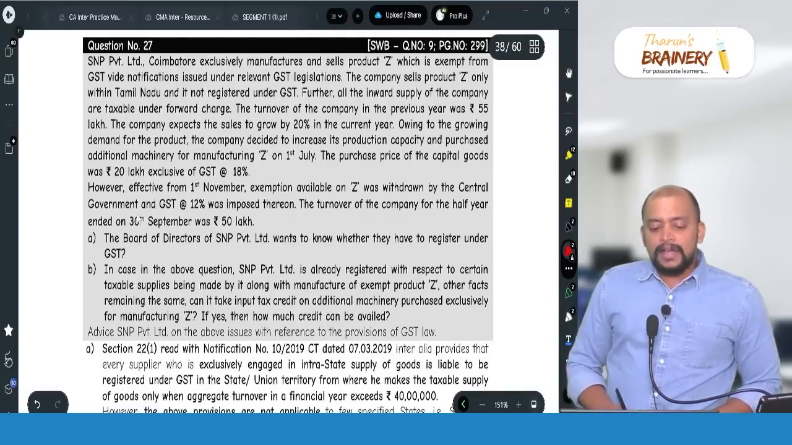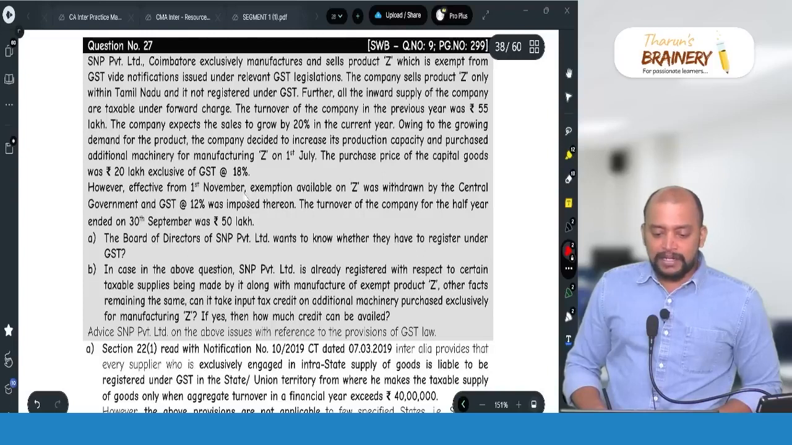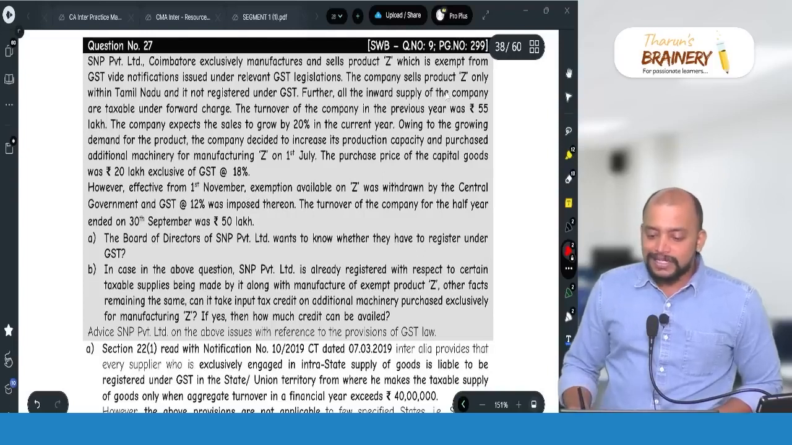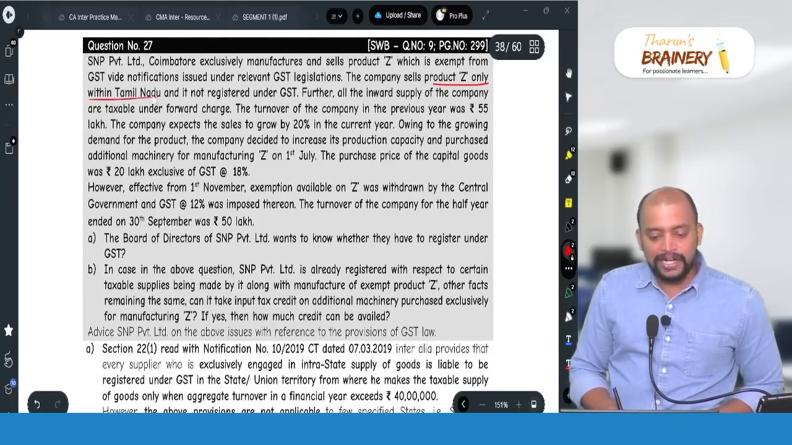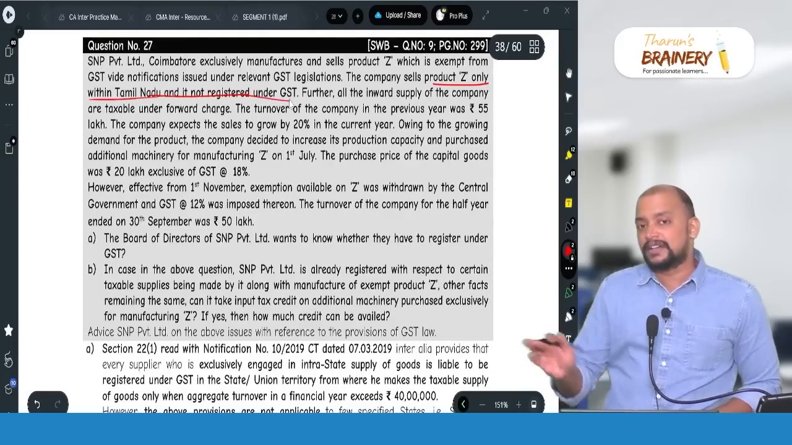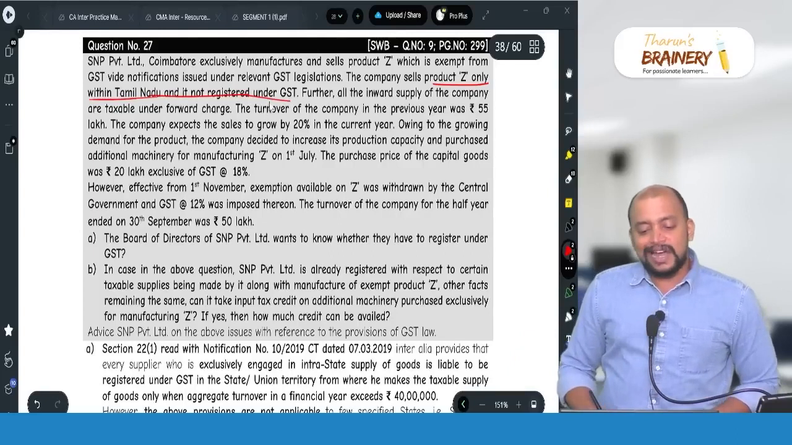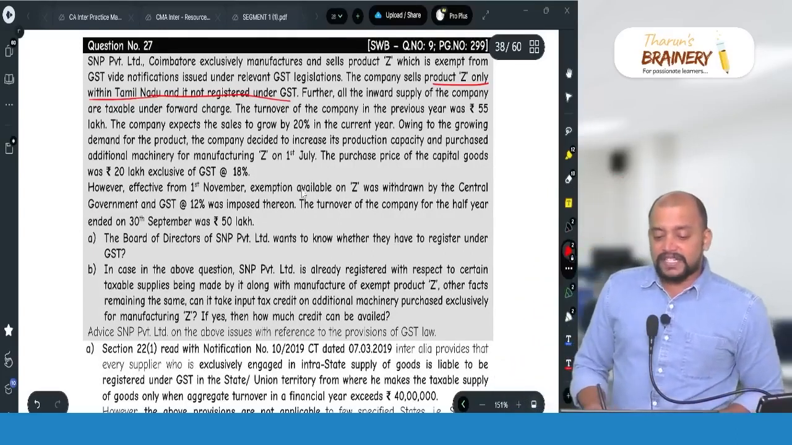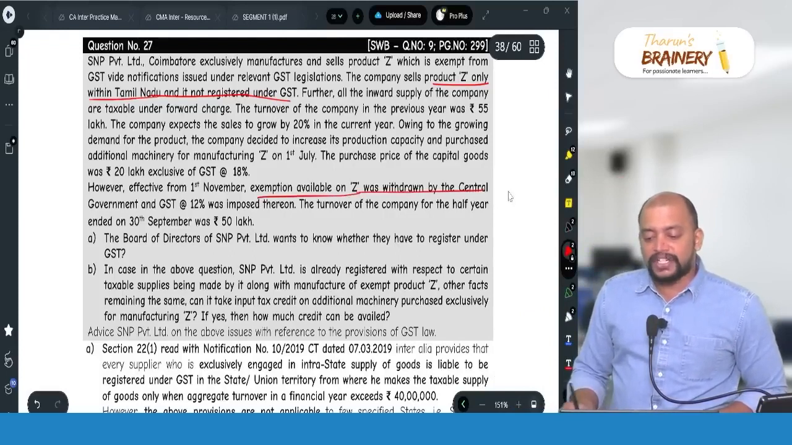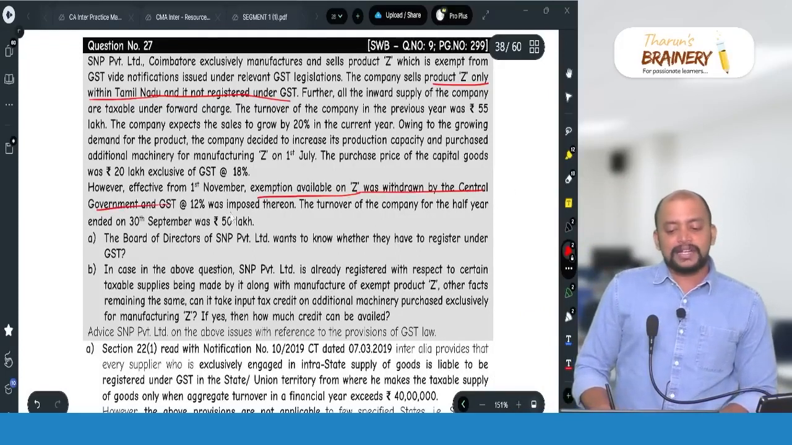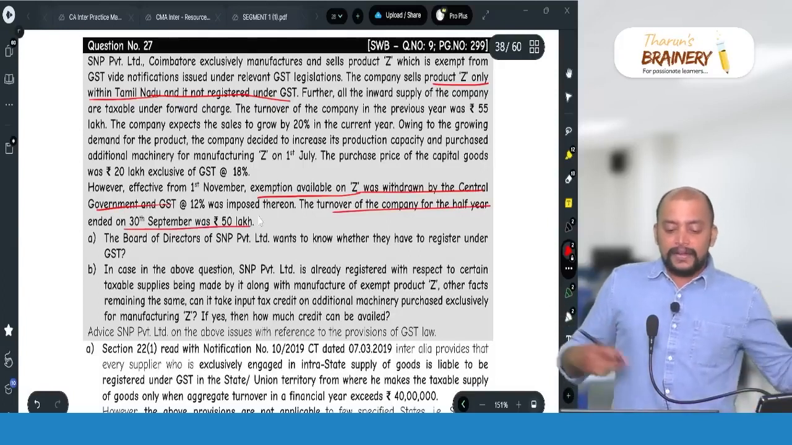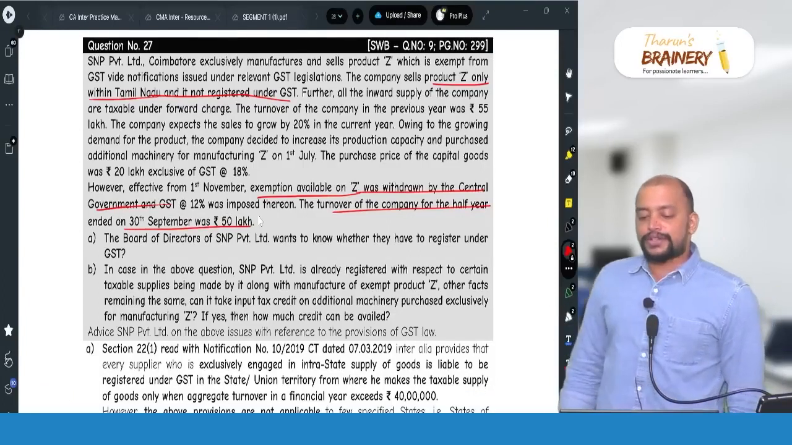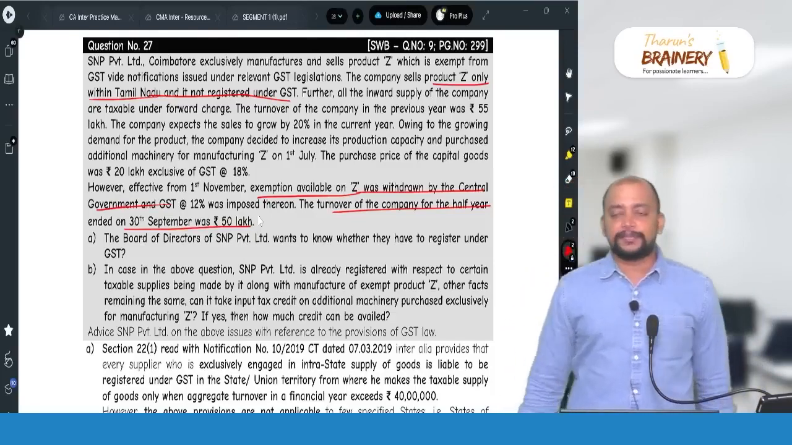And now, however, effective from 1st November, it is given, right? The company sells only product Z within Tamil Nadu and it is not registered, it is given. So when it is given, it means they are exempted from registration and they have not registered. Now effective from 1st November, the exemption available on Z was withdrawn by the central government and the turnover of the company for the half year was 50 lakhs. Now the board of directors of SNP Limited wants to know whether they have to register under GST.